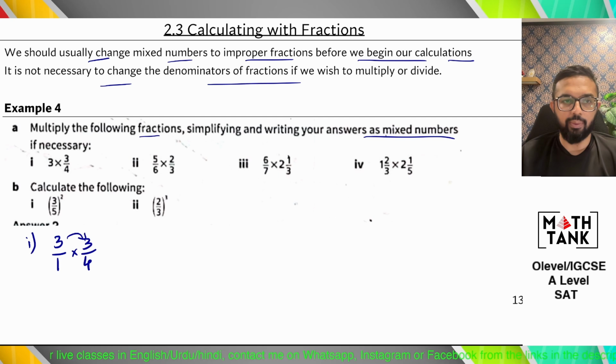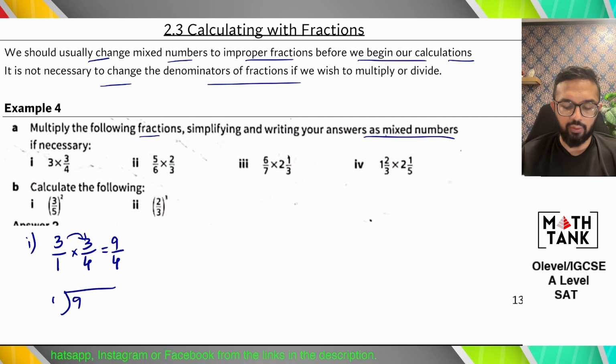This multiplies only with the numerator. You get 9 over 4. That's an improper fraction, so you change it into a proper fraction. 4 times 2 is 8, and that should give you 2 whole 1 over 4.